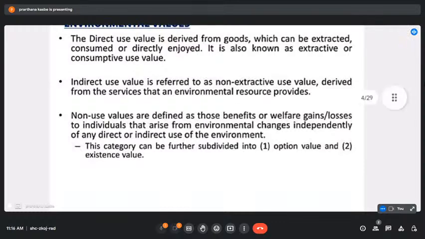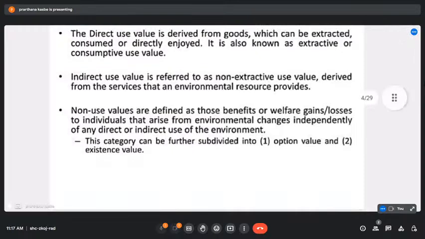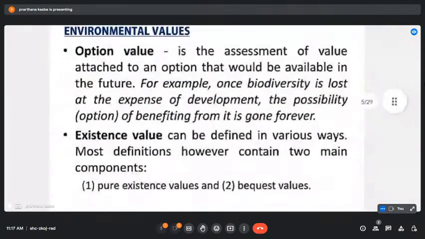Non-use values are defined as those benefits or welfare gains or losses to individuals that arise from environmental changes, independently of any direct or indirect use of the environment. So this category can be further subdivided into option value and existence value. Option value, आपण त्याला म्हणतो पर्यायी मूल्य, आणि अस्तित्व मूल्य म्हणजे existence value. So what is meant by the option value?